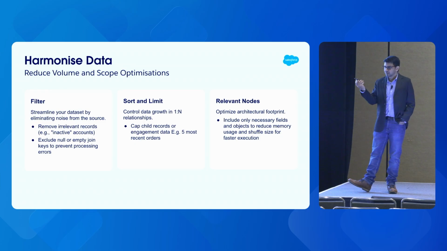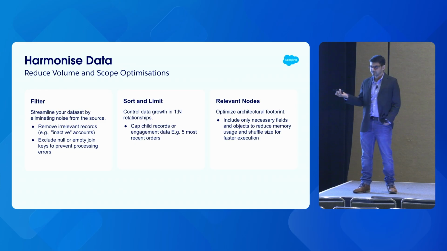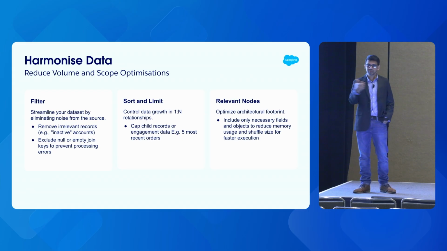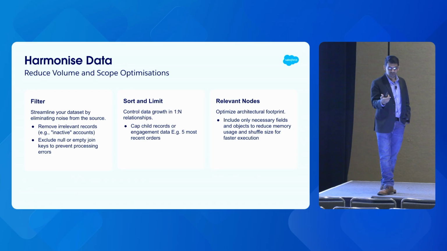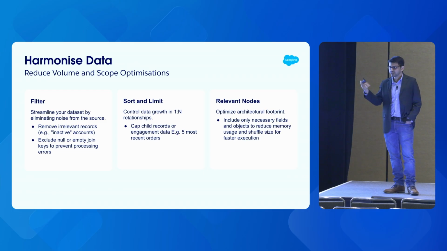Third thing, relevant nodes. If you don't care about a column or attribute, please don't use it. The more columns you add horizontally, the more data transfer occurs. From a row processing point of view, Data 360 will not charge you more, but if you are using zero copy and other things, the amount of data transfer naturally increases.